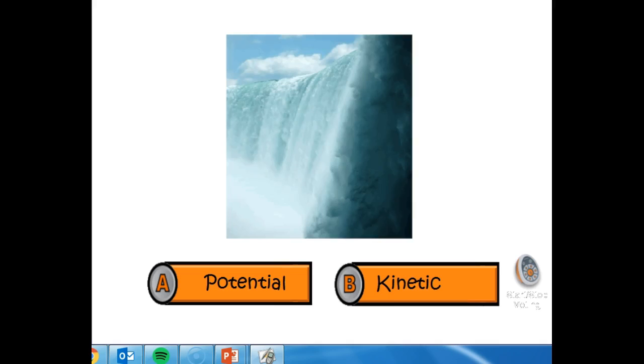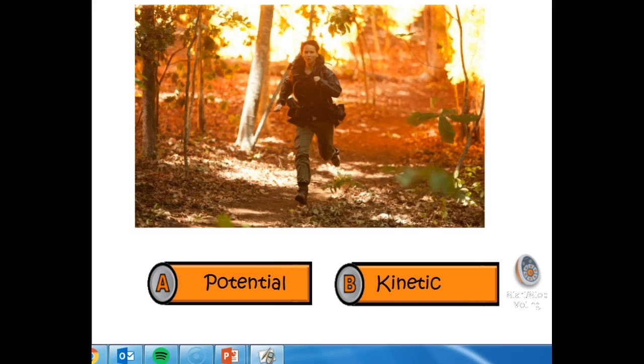Look at this water rushing over the waterfall. Again, this is both, but I said it was rushing over the waterfall. Yes, it's kinetic because it's in motion. Oh, look at Katniss running through the woods. She's running. Yes, kinetic. Yes, she's in motion.